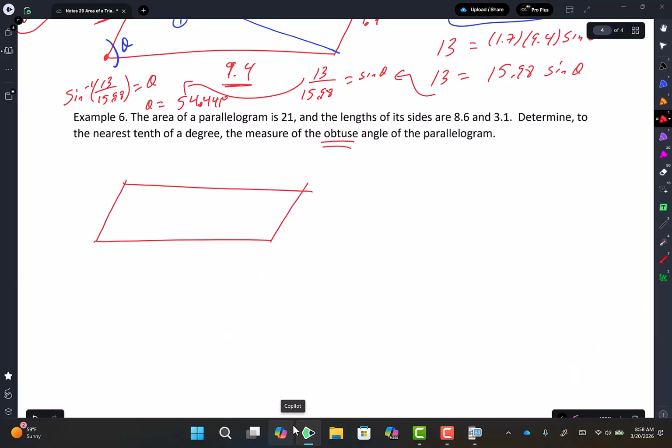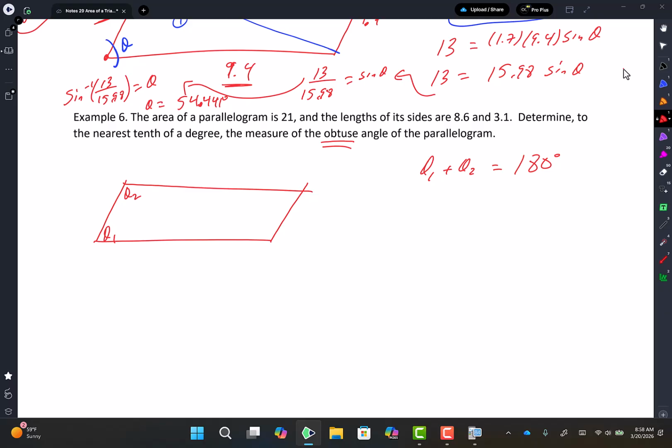But we know, here's theta 1, and I'm going to call this theta 2. We know that theta 1 plus theta 2 in a parallelogram add up to, do you guys remember? No? 180. Theta 1 plus theta 2 in a parallelogram add up to 180. If I were to write theta 3, theta 4, then theta 1 is equal to theta 3. Does that make sense to you guys?